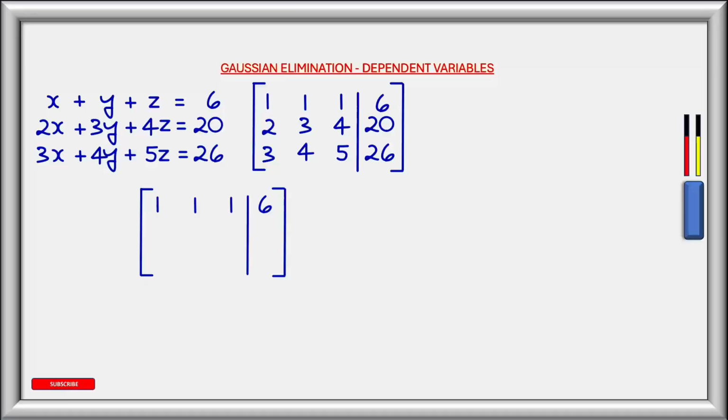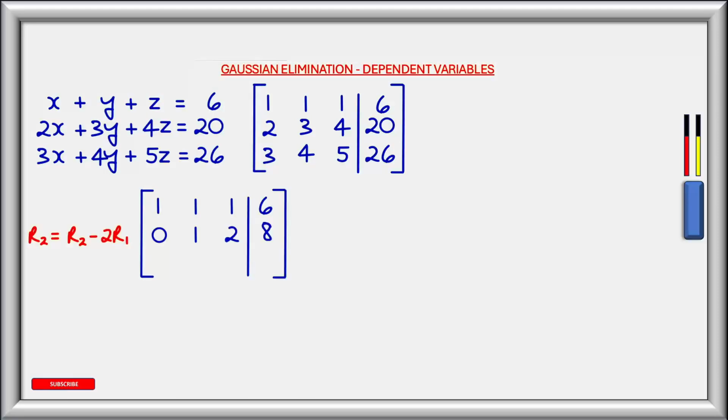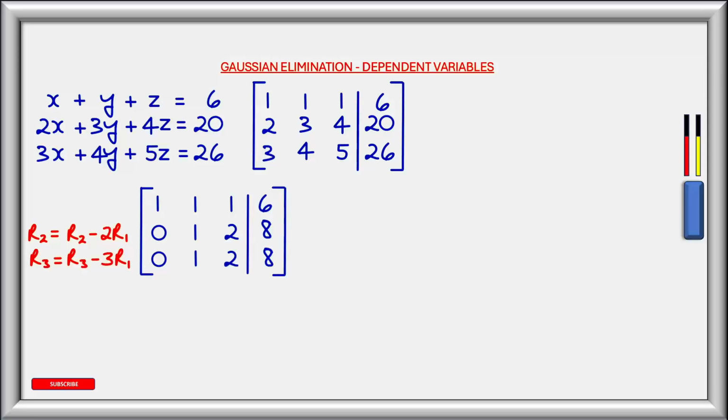As we already have a 1 in row 1, column 1, we can leave the first row as it is. And so let's work on getting a 0 in row 2, column 1. To do this, we can multiply row 1 by 2 and subtract it from row 2, which gives us 0, 1, 2, and 8. Next, we need to get a 0 in row 3, column 1. To do this, we can multiply row 1 of the augmented matrix by 3 and subtract it from row 3 of the augmented matrix. And this gives our new row 3 of 0, 1, 2, and 8.